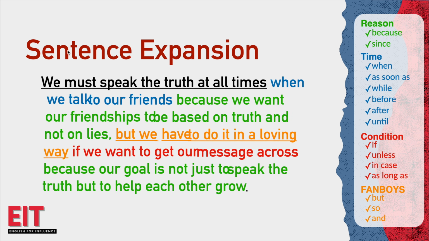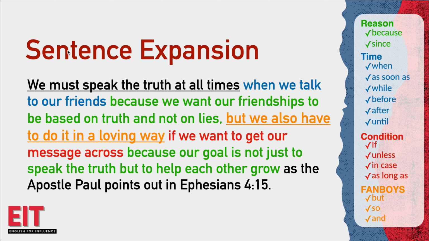So our sentence now becomes: we must speak the truth at all times when we talk to our friends because we want our friendships to be based on truth and not on lies. We also have to do it in a loving way if we want to get our message across because our goal is not just to speak the truth, but to help each other grow, as the Apostle Paul points out in Ephesians 4:15.